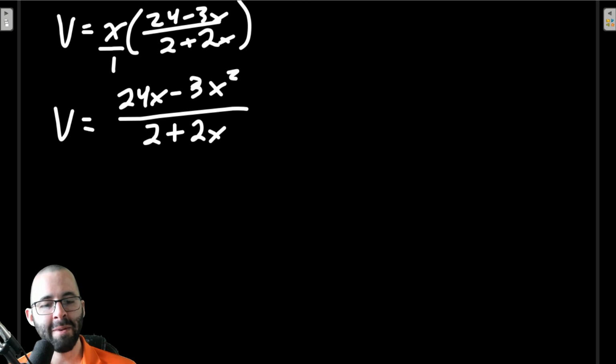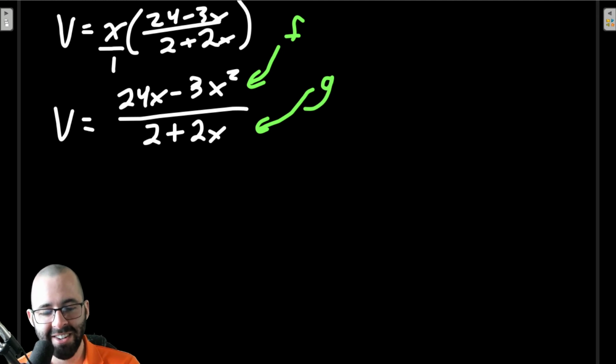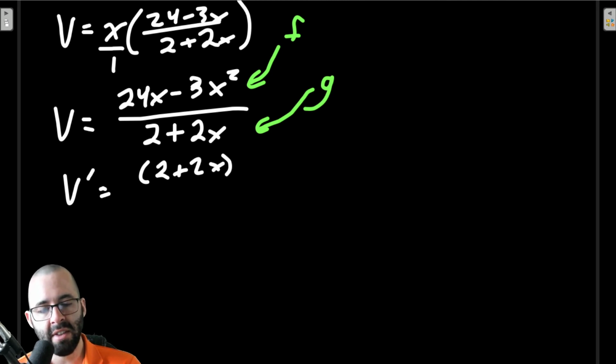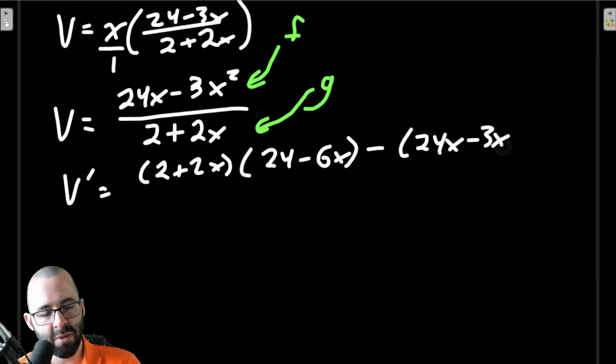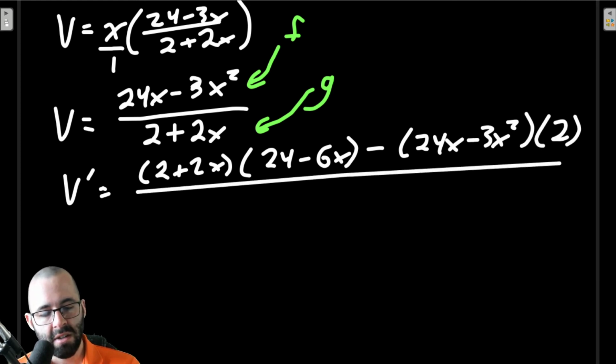We want to find the maximum of this, so we're going to take the derivative. To take the derivative of this, we're going to need the quotient rule. Here we go. So low, 2 plus 2x, that's a g, times the derivative of the top, 24 minus 6x, minus the top function, 24x minus 3x squared, times the derivative of the bottom function, which is just 2. Square the bottom, and away we go.